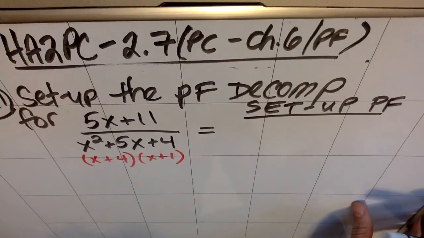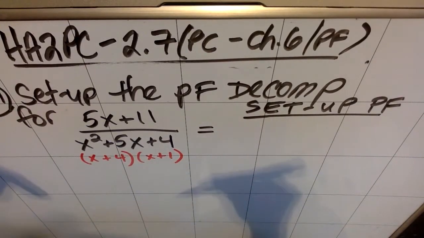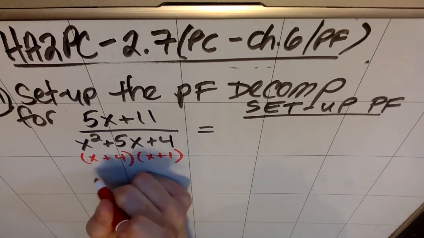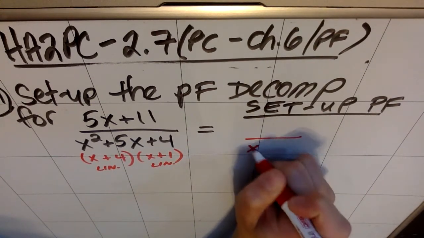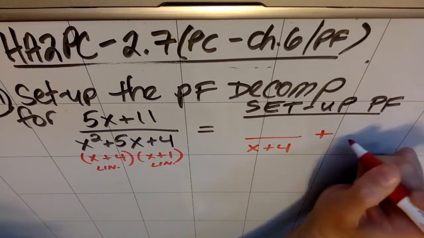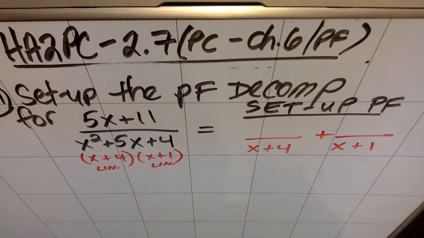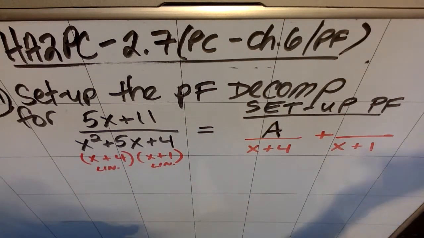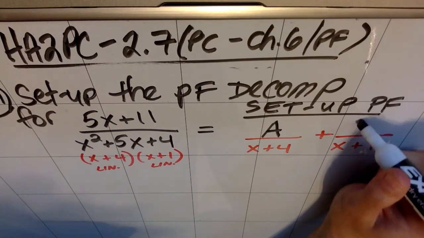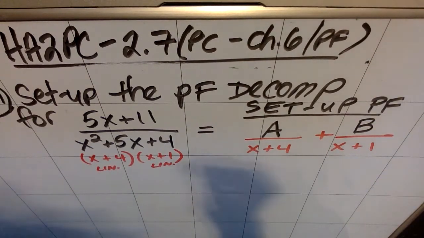When I do that, each one of these factors is going to get its own fraction. Both of these are linear divisors, an x to the first power. So the x plus 4 is going to get its own fraction where it's on the bottom, and so is the x plus 1. They each get their own fraction, and it's a sum of those fractions. Because x plus 4 is linear, I'm going to put a constant numerator, and because x plus 1 is also linear, I'm going to put a constant numerator. That's the setup.